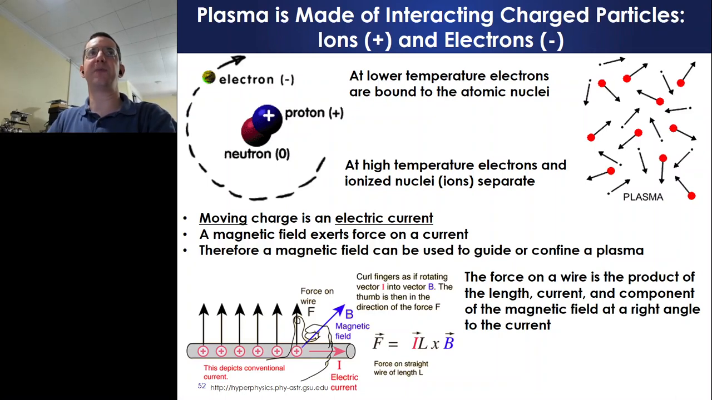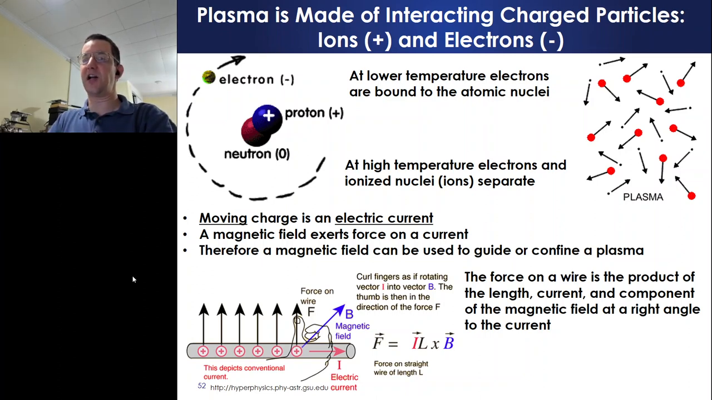Recall that a plasma is made of interacting charged particles, the positively charged ions and the negatively charged electrons, that now move independently from the ions due to sufficient temperature to escape the potential well. Recall also that moving charge is an electric current, and that a magnetic field exerts a force on a current. Therefore, a magnetic field can be used to guide or confine a plasma.